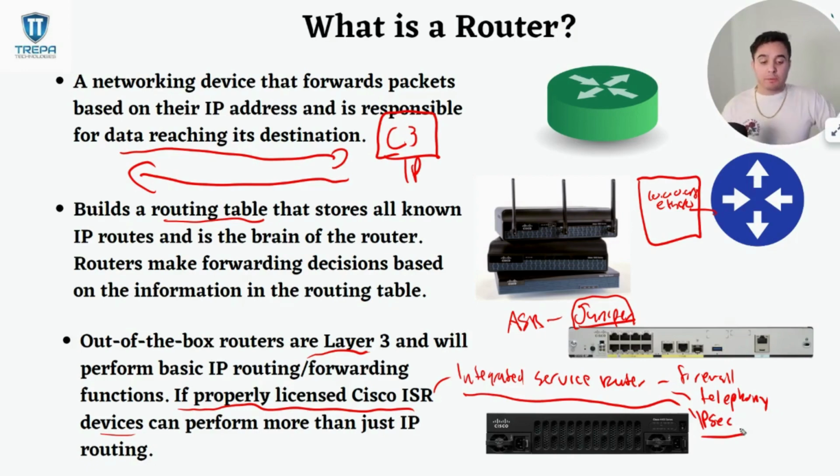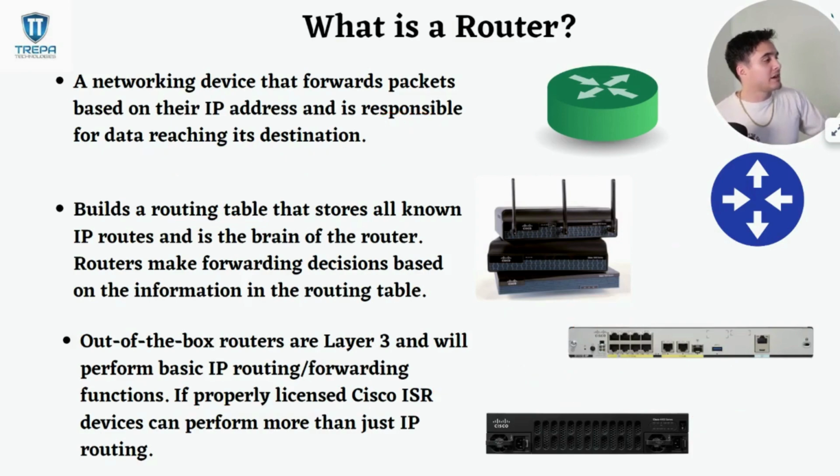And these ISRs can perform more than just simple IP routing, right? Especially if a small or medium-sized business doesn't want to pay for that dedicated firewall, doesn't want to pay for that call manager sitting on its domain, you can run all those services straight from that Cisco router, okay? So that's what that integrated service router means. So to recap on what is a router, it is a layer 3 device that builds a routing table to forward packets based off the IP address.